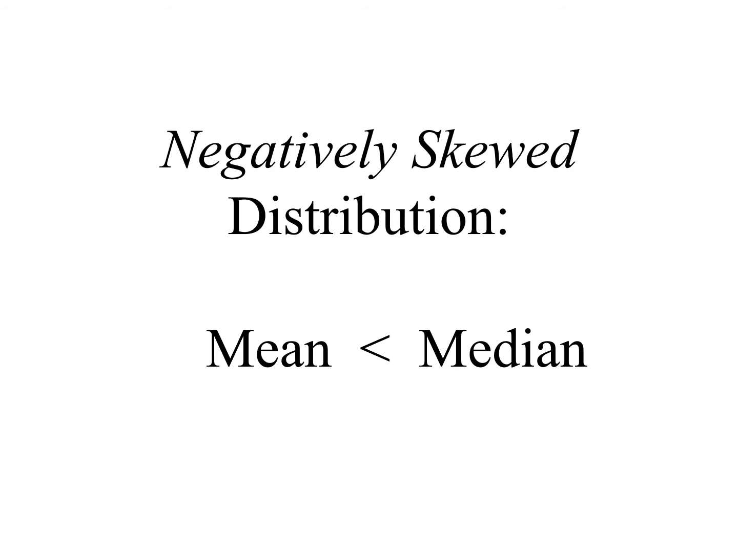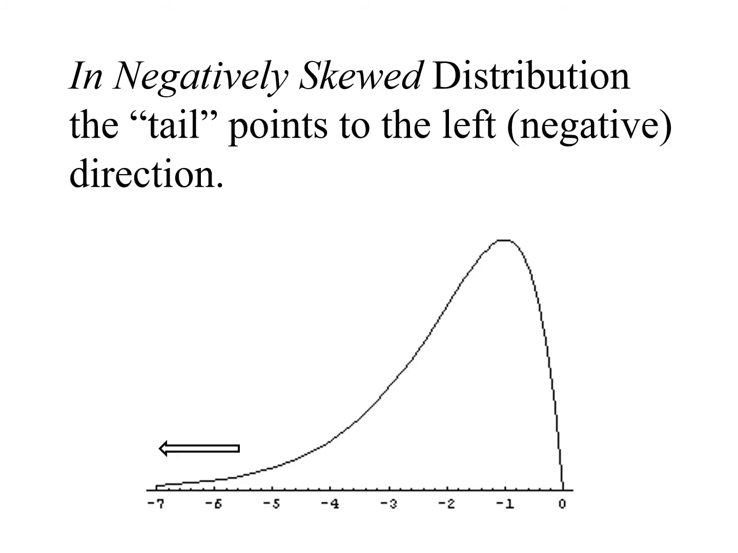Finally, we come to negatively skewed distributions. A negatively skewed distribution is just the opposite of a positively skewed distribution. In a negatively skewed distribution, the mean is less than the median. A negatively skewed distribution is one where the tail points to the left in the negative direction.